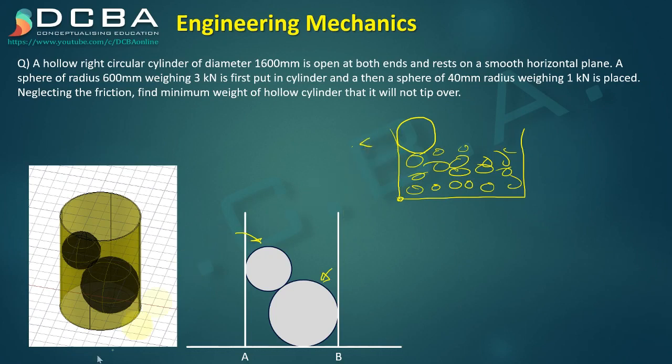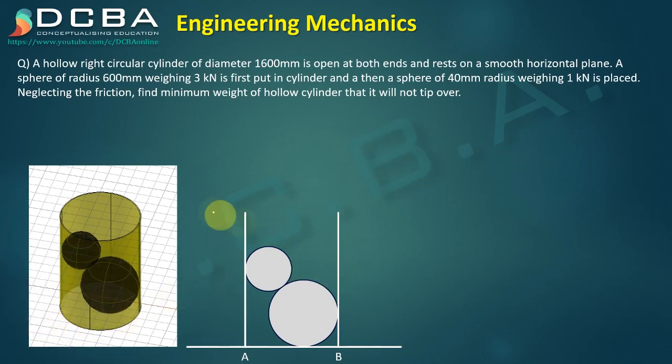So the same thing is happening in our scenario as well. We have two spheres which are there in a cylinder. The cylinder is 1600 mm, and the spheres are 3 kilonewton and 1 kilonewton, each having a radius of 600 and 400 respectively. So this 400 mm sphere is actually trying to put a force on the wall of the cylinder. This force, and there is also a force here put by this cylinder. This force multiplied by the distance is actually causing the unbalanced moment, or it is trying to tip over the cylinder. What we need to find is the minimum weight of the cylinder.